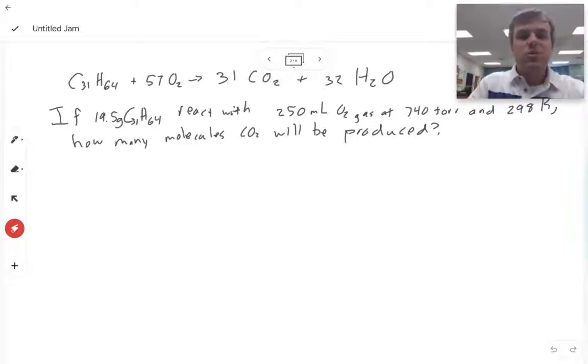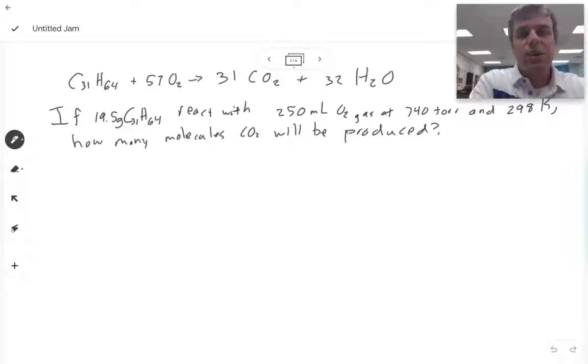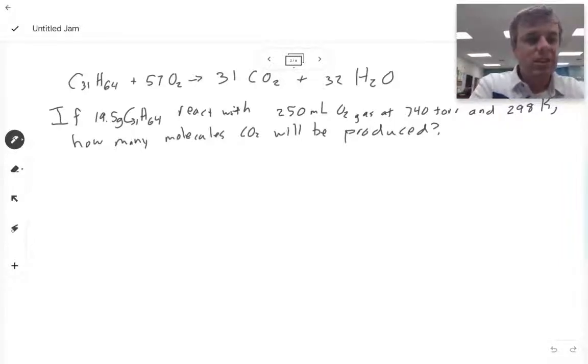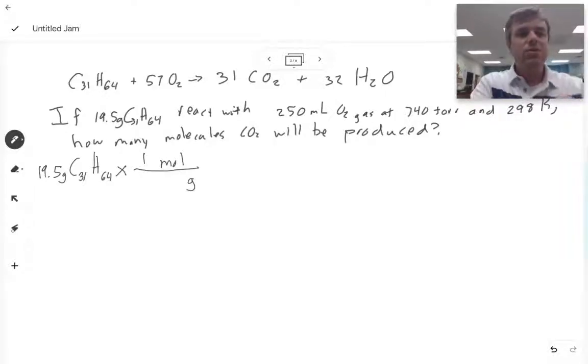So I'm starting you off with two different things. I'm starting you off with grams of C31H64, and then I'm starting you off with a volume, pressure, and temperature of oxygen. And I'm asking you about molecules of CO2. So let's handle the first part of this problem because that's the easiest thing to deal with. We have 19.5 grams of C31H64. Our first step is to convert those grams into moles, where 1 mole equals, now we need to figure out how many grams.